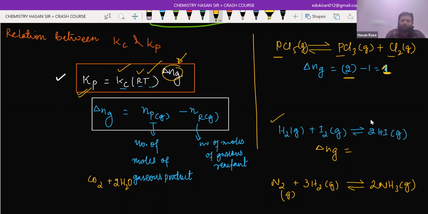Very good. Delta Ng: what is the number of moles of the product? 2. What is the number of moles of gaseous reactant? 1 mole, 1 mole, 2. So it will be 0. Very good.